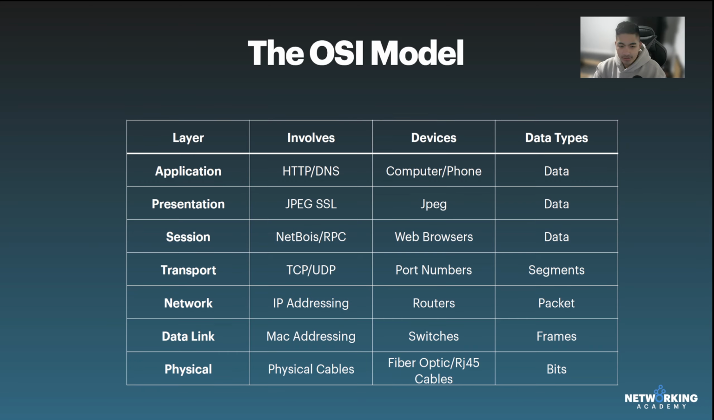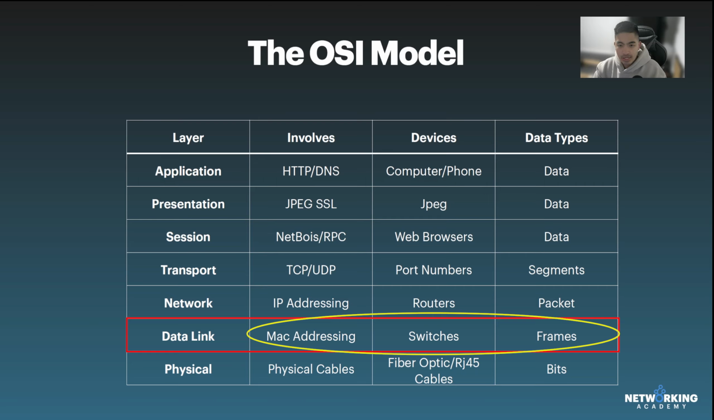Next up is data link. This layer handles communication between devices in the same network using MAC addresses. It packages data into frames and performs error detection. Switches operate at this layer.